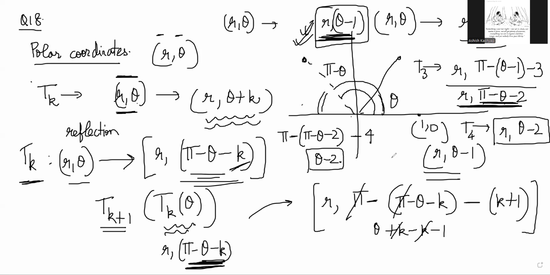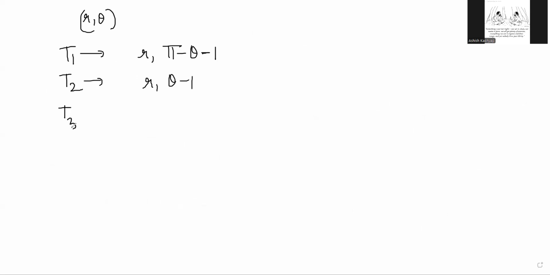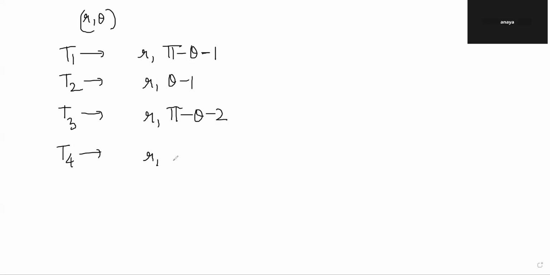Do you understand what I'm saying? Yes. So we are seeing that the even time when you're operating. So first time you do, okay, I'll just summarize what we have gotten so far. This is our starting point r, theta. When you do T1, you go to r comma pi minus theta minus 1, right? Right. When you do T2, you go to r comma theta minus 1. When you do T3, you get to r comma pi minus theta minus 2. Yeah. T4 is r comma theta minus 2, right?